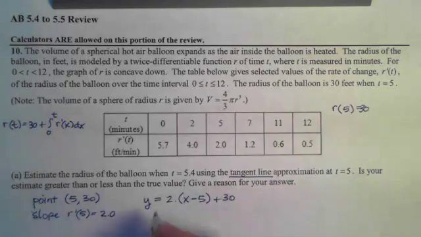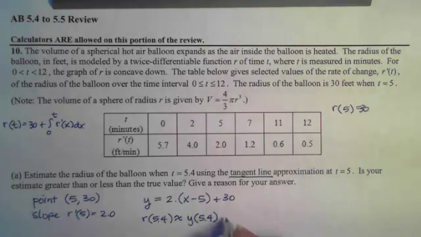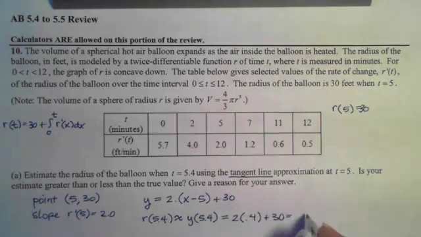We can now approximate the radius at 5.4 as the y that comes out when I plug in 5.4, which will be 2 times 0.4 plus 30. I get 30.8 feet. It's a big balloon.